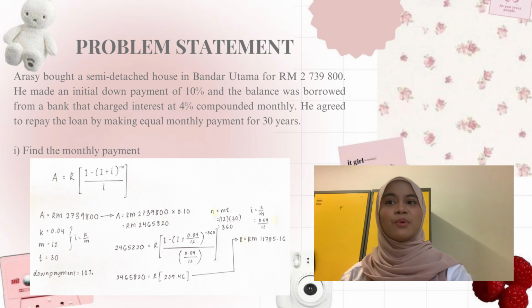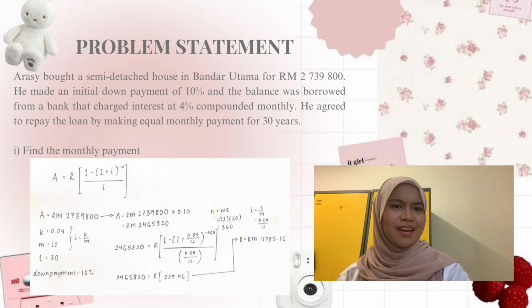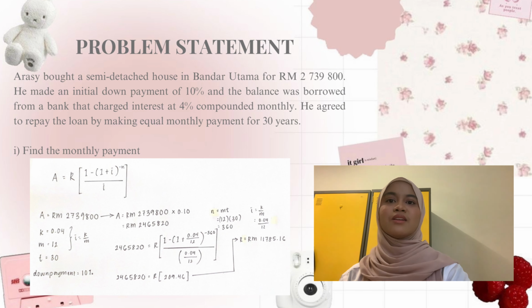But in the formula right here, we don't have K, we don't have M, but we have I. So we also have another formula that says I equals K divided by M. We just substitute the amount and we will get 0.04 divided by 12. We also don't have N in the information in the question above, but we can count it. So we have another formula, N equals M multiplied by T. If we substitute it, we will get 360. What is N? N is basically the number of payments made.